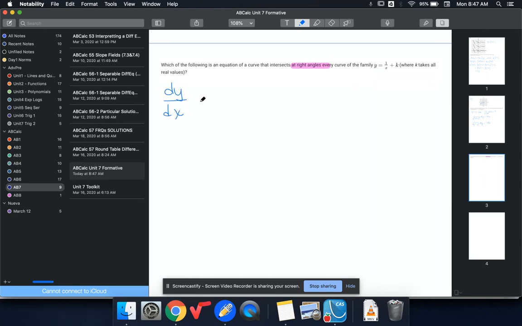So dy dx is going to be, this is y equals x to the -1 plus k. So when I take my derivative, I'm going to get -1 over x squared as my slope. So then perpendicular slopes, so now I want perpendicular slopes. So I'm going to get curves that have slopes of x squared because I take the negative reciprocal. So I want a curve that has this as its slope.